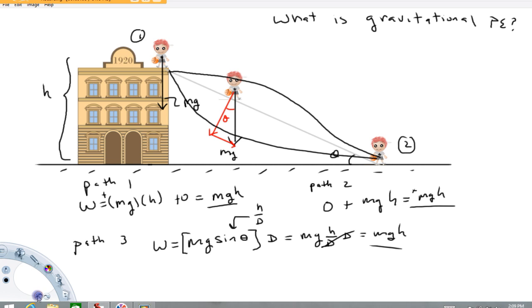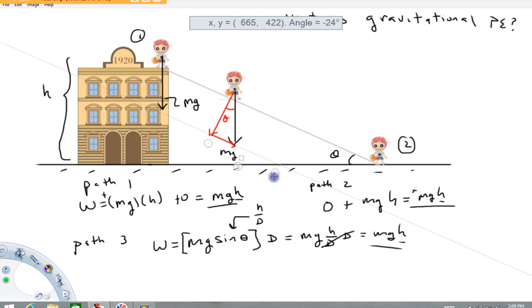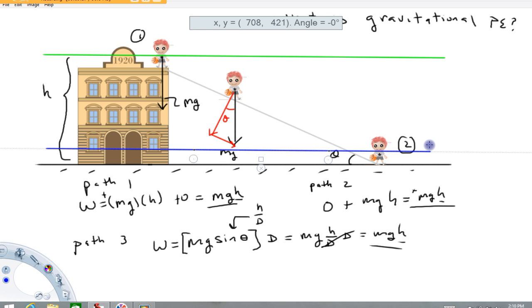It turns out that the only thing that matters when calculating the work is the height difference. See how in every term, h, h, and h. So I'm going to put a couple of green horizontal lines here. I'm going to draw this one in green, another one down here in blue. It turns out that no matter where Timmy starts, left or right, and no matter where he finishes, left or right on the blue line, the work done by the gravitational force is equal to this quantity, mgh.